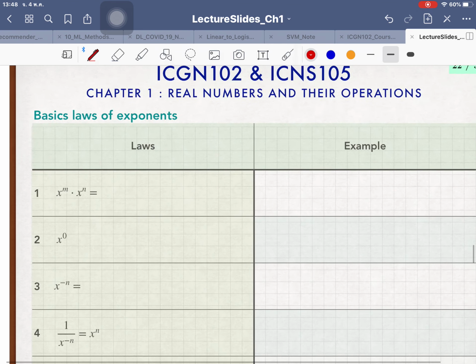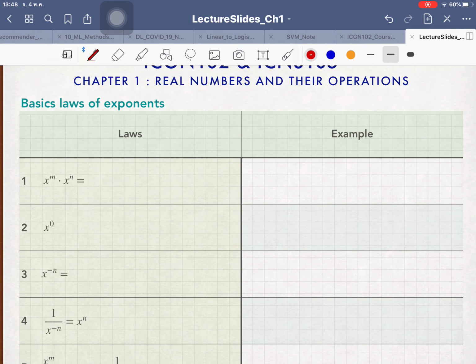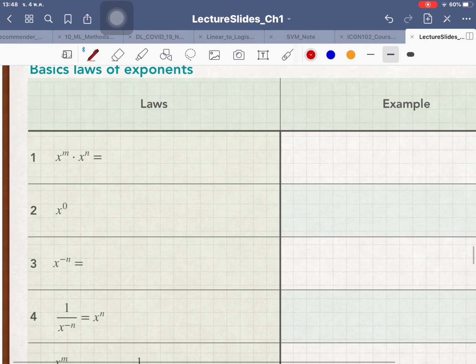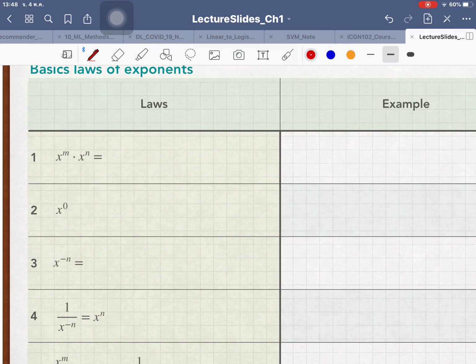Okay, let's move to the next slide. We're going to learn some more rules for the exponent. Here you have two terms multiplied together. This is the first term, x to the power m, multiplied with x to the power n. For the term x to the power n, we can say that x is the base, and n is the exponent or power.